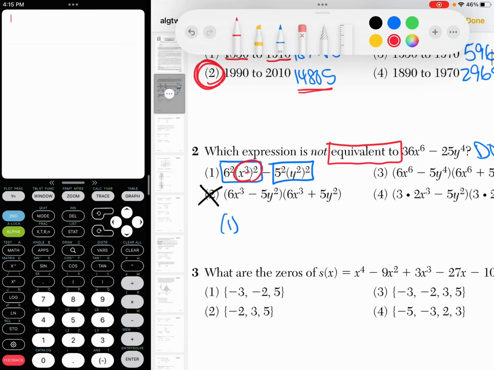So first I'm going to focus on these variables here. When you have a power raised to a power, you have to multiply them. This 6 is being squared. So 6 squared is 36, and when I multiply those exponents, I get an x to the 6th, which is matching up, but I need to check again for the next term. 5 squared is 25. And then for my variable, I'm going to do the same thing. A power to a power means I multiply those together. That would get me y to the 4th, which is exactly what I have here. That means that choice 1 is equivalent. But again, I repeat, we are finding which one is not equivalent. So choice 1 is not the answer.